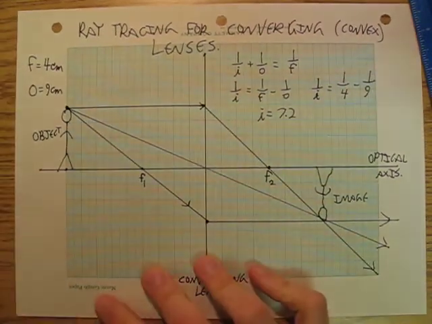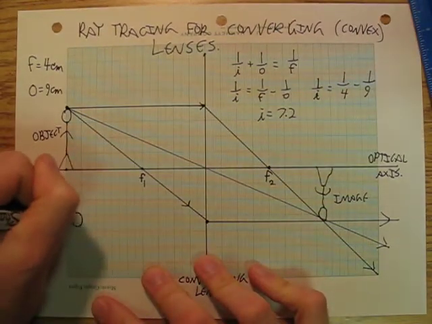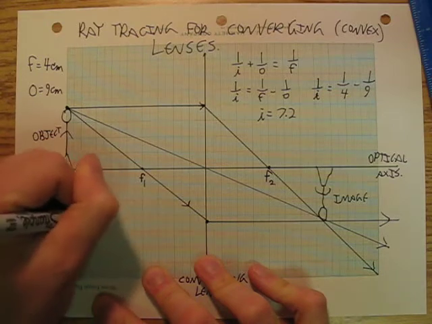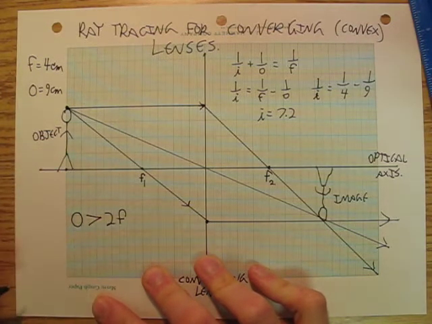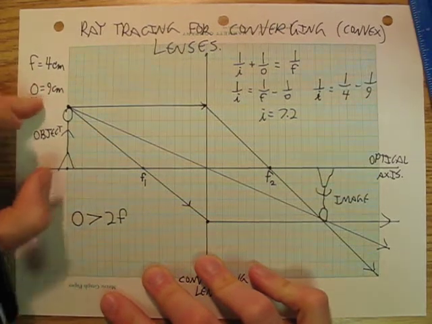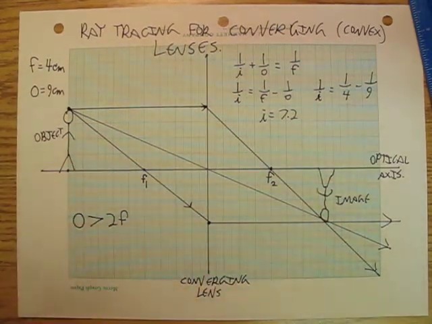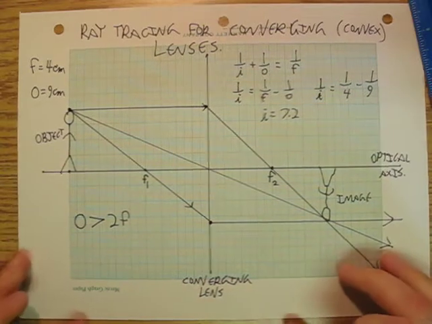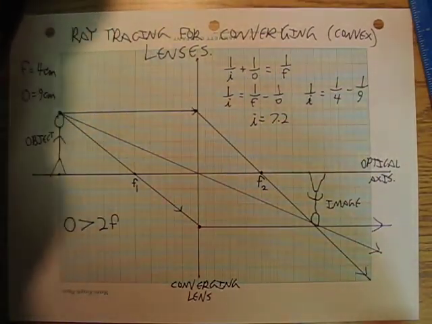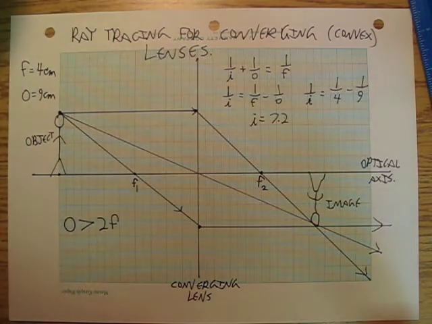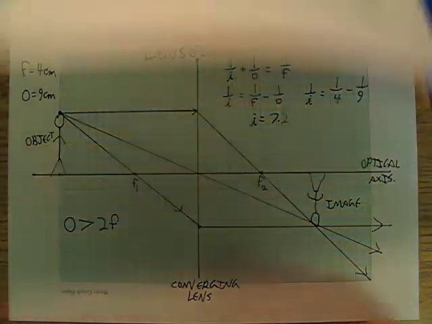So this is my object is greater than 2f. So my object is greater than 2 times the focal length. Again, we did this one already with mirrors. Okay? And so now let's move them in a little bit.